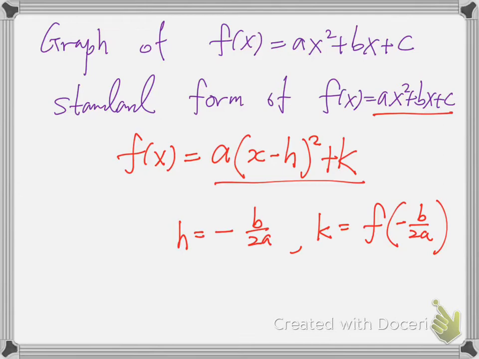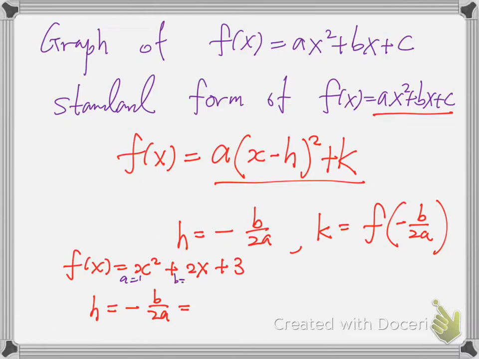Example. Let's say a, b, c is 1, 2, 3. So f of x is x squared plus 2x plus 3. So what is h? h is negative b over 2a. Here a is 1, b is 2, c is 3. So we get negative 2 over 2 times 1, which is negative 2 over 2, negative 1. So h is negative 1.